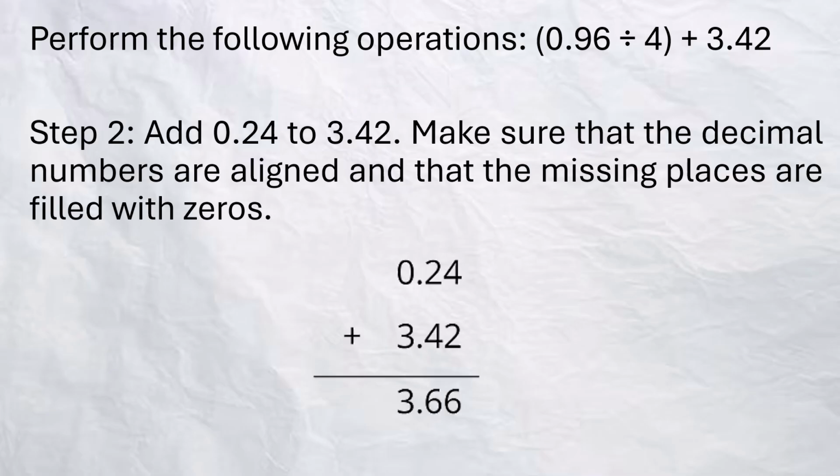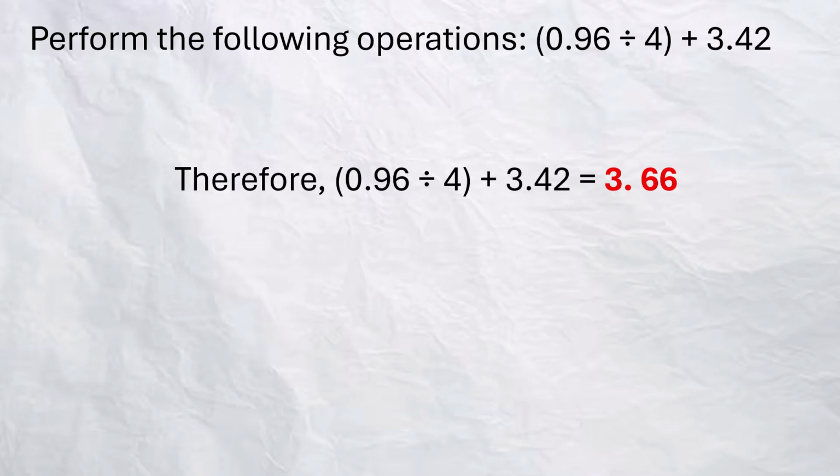After getting the quotient, we can now proceed to addition. So add 0.24 to 3.42. Make sure that the decimal numbers are aligned and that the missing places are filled with zeros. So 0.24 plus 3.42. 4 plus 2 is 6. 2 plus 4 is 6. 0 plus 3 is 3. And then just copy your decimal point. So we now have 3.66. So the answer for this equation is 3.66.